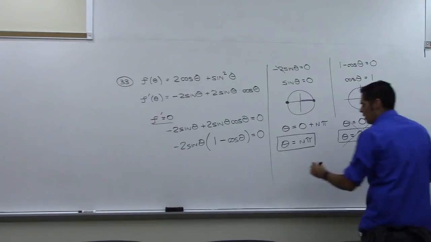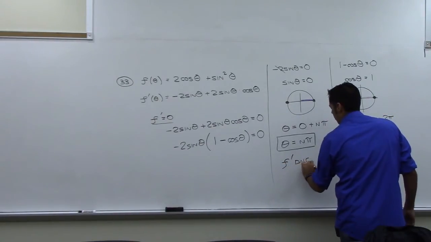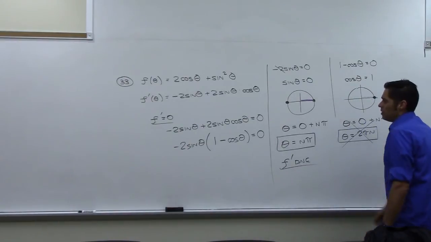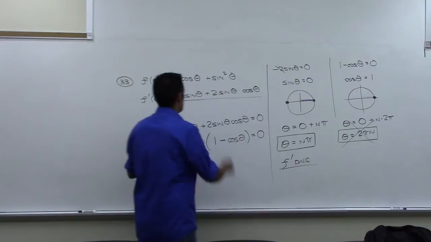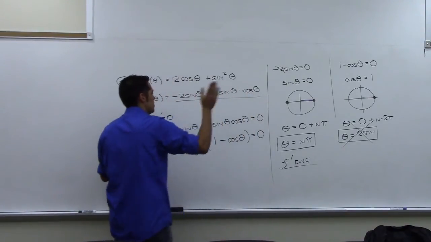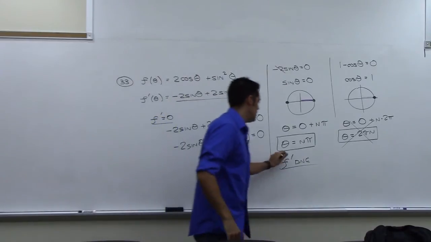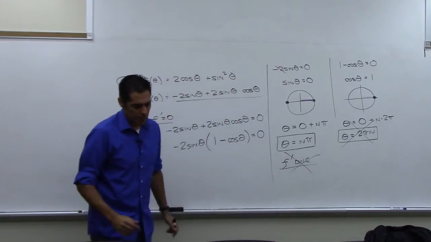All right, and now what I need to do is look at where this derivative may not exist. But when you take a look at the derivative, which is here, sine is defined everywhere, cosine is defined everywhere. You don't have any division by 0. It's good to go. So you're not going to have any issues with this. So these are your only critical numbers. Any multiple of pi.